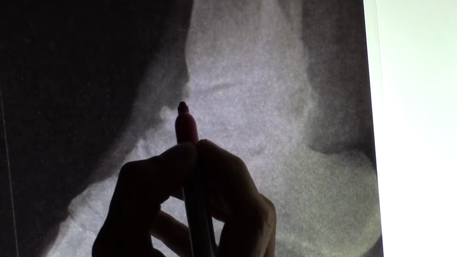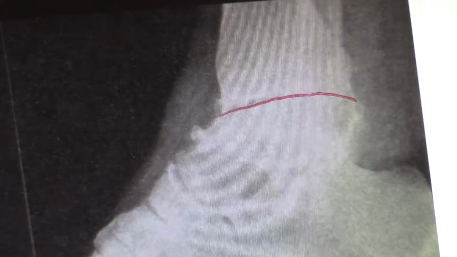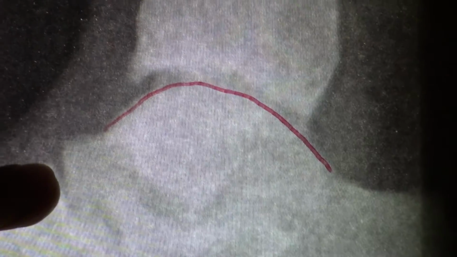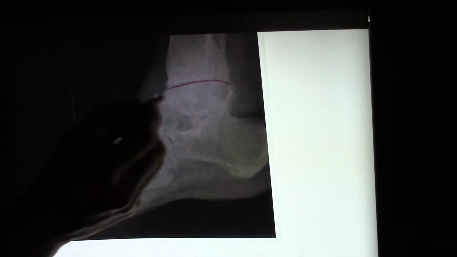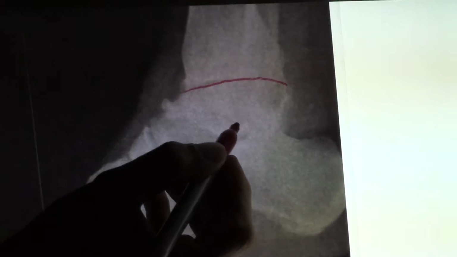You can see it's completely lost its dome shape compared to this one. You can see its dome shape, it's flat. This is a collapsed talus bone, which is what happens in end-stage degenerative conditions. The talus bone becomes so dry it literally collapses under the weight of the body.